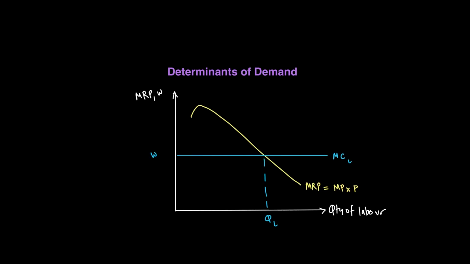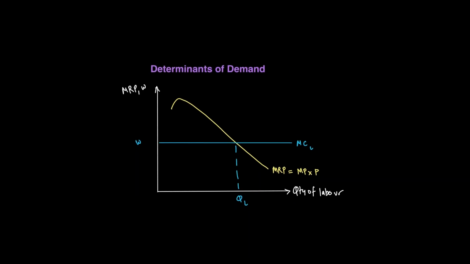When we look at determinants of demand, or the factors that affect the demand for labor, we can look at various factors that can cause either the shift of the demand curve or the movement along the demand curve. When we looked at this diagram in the last discussion, we said that MRP equals MC, and this is the point where profit maximization happens.